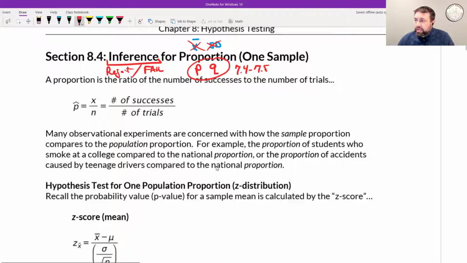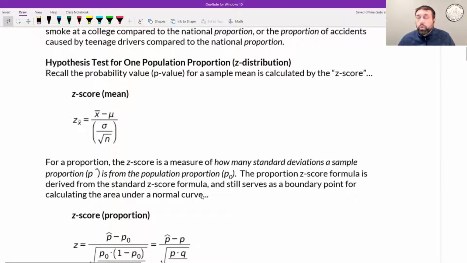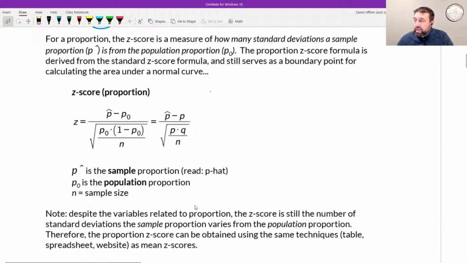Here is how you calculate P, or P hat as it's called. You take the number of successes and you divide it by the number of trials. It's sort of the same calculation we did with probability. And to calculate your z-score, when we were working with means and standard deviations, this is how you calculated the z-score. But we're not working with these anymore. We're now working with P's and Q's. And so this is how you calculate your z-score.